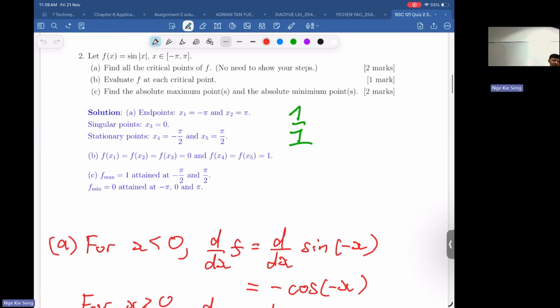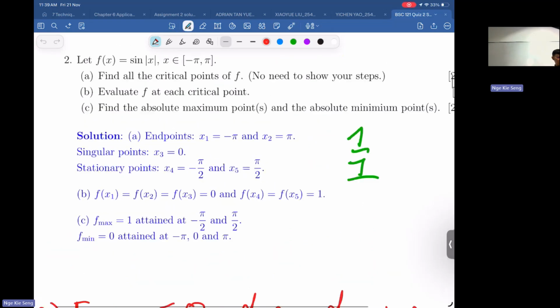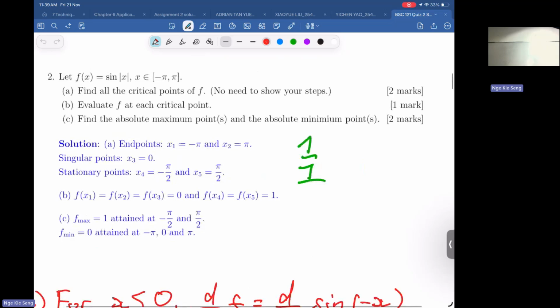Question 2 is a bit technical. First, we give you a function sine of modulus x, where x is between minus pi and pi. Find all the critical points. There's no need to show your steps here. For this question, if you guess, you also get marks. But in the exam, it's different. We ask you to show your working. Later I'll tell you more about that.